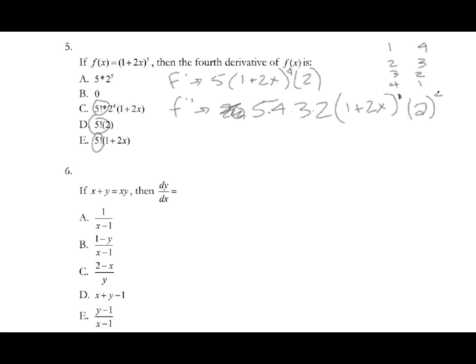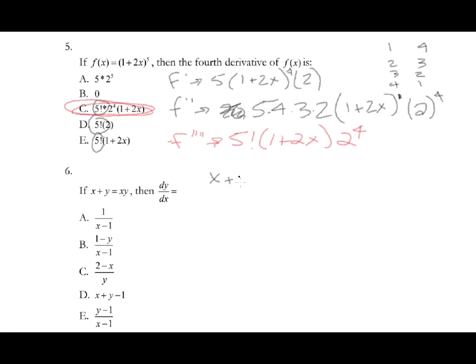Now notice when I take the derivative of the inside function, which is 2, I'm going to do that 4 times. So when I have my fourth derivative, I'm going to have 5 factorial times my original 1 plus 2x, and then I'm going to have 2 to the 4th because I multiply by the inside function 4 times. So my answer for that one is C.